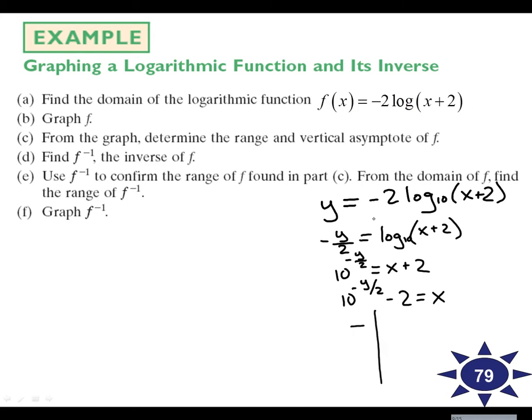Let's go ahead and make our table. Let's pick 2 really good points for y. I like 0. 10 to the 0 is going to be 1. 1 minus 2 is negative 1. And then we should also pick negative 2. Negative 2 divided by negative 2 is 1. 10 to the first power is 10. 10 minus 2 is 8. What's our asymptote? Our asymptote is going to be negative 2.